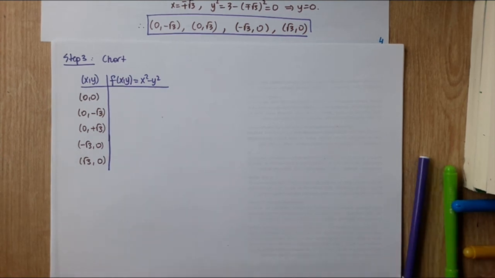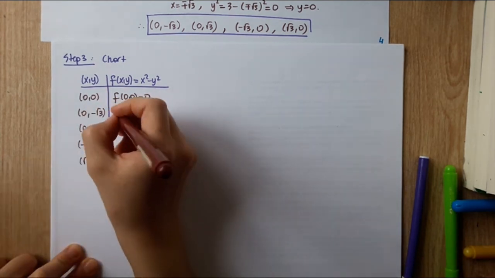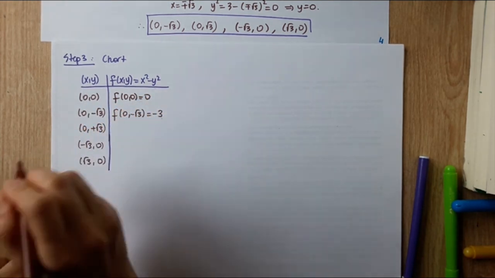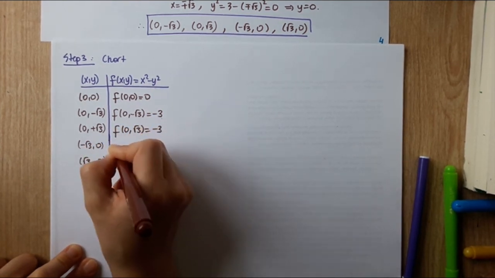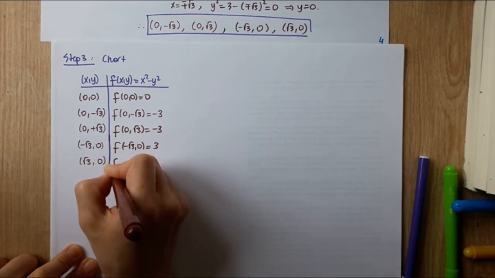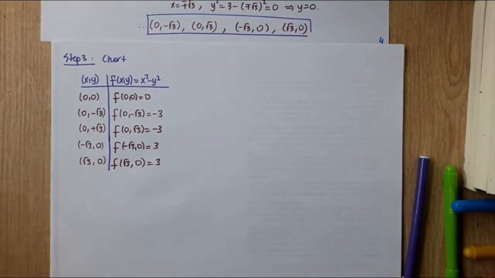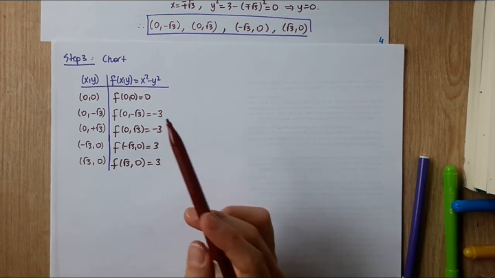And let's calculate our function at these points, which is 0. F of 0, minus square root of 3 is minus 3. F of 0, square root of 3 is also minus 3. F of minus square root of 3, 0 is 3. F of square root of 3, 0 is also 3. So the largest value in this table is 3, and the smallest value in this table is minus 3.